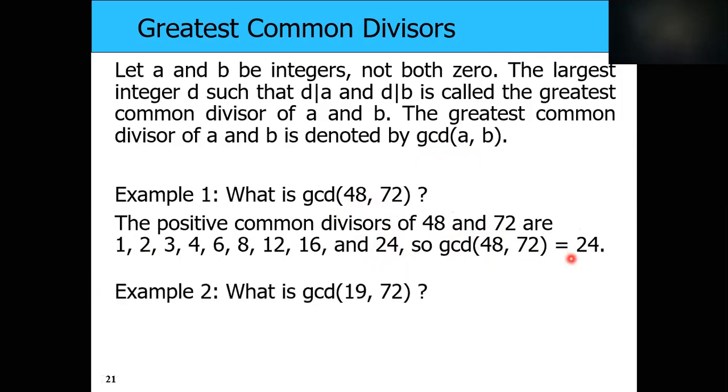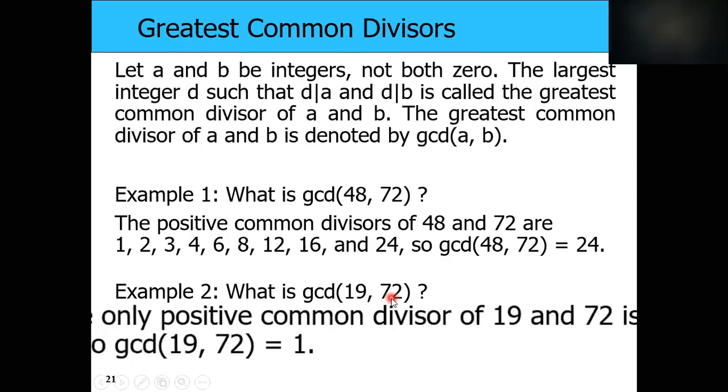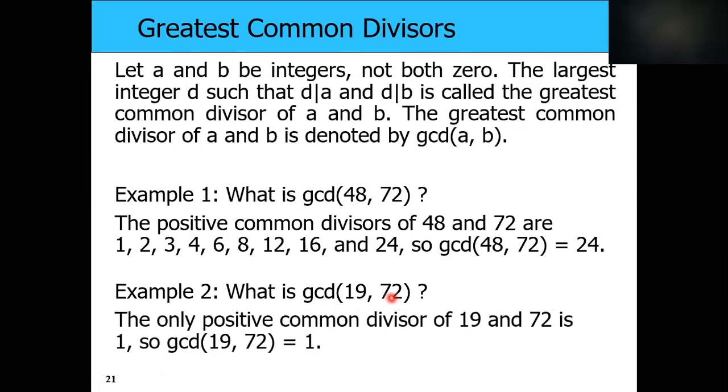Similarly, if you look over here, 19 is prime and 72 is a composite number. In that case, GCD of 19 and 72 is 1. In that case, we can say these are relatively prime to each other.